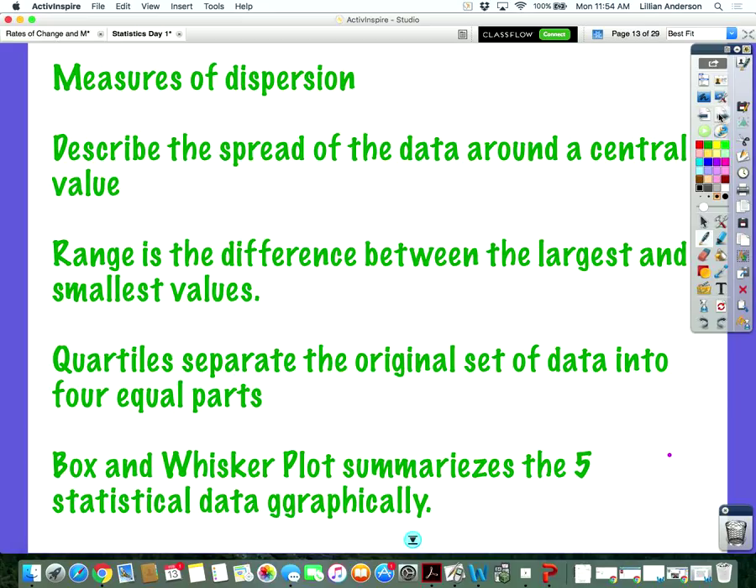Quartiles separate the original set of data into 4 equal parts, hence why it's called quartiles. And then we can represent some data, instead of a histogram, in a box and whisker plot that summarizes the 5 statistical data graphically.